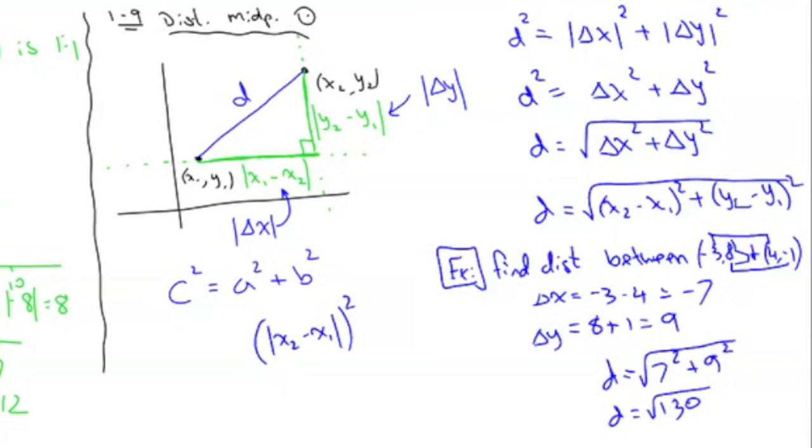So that's the distance formula. No big deal. Now the midpoint formula. Small proof. Small, somewhat proof.